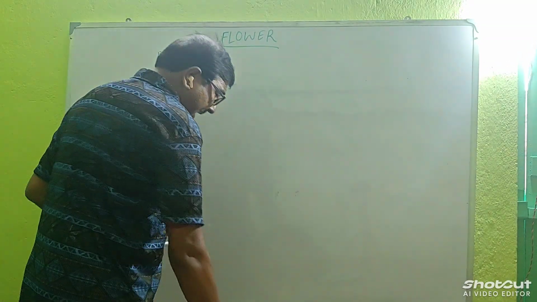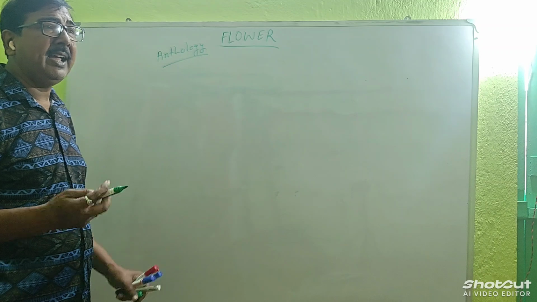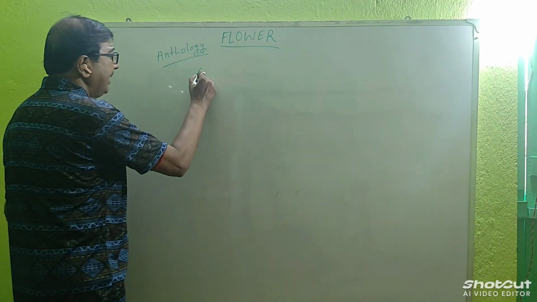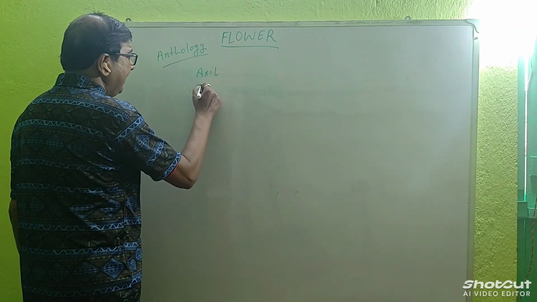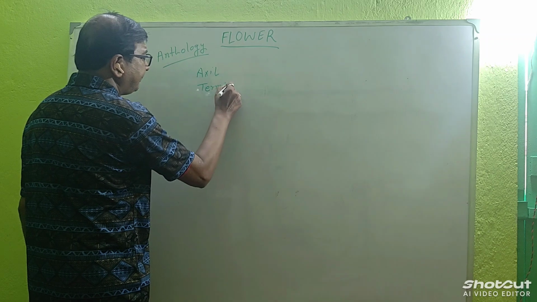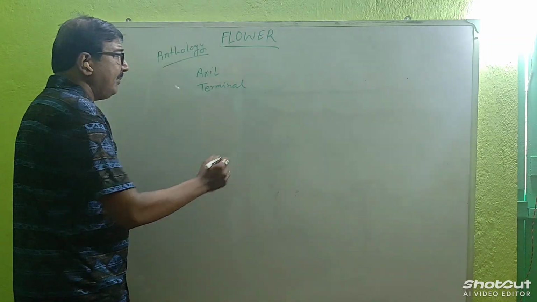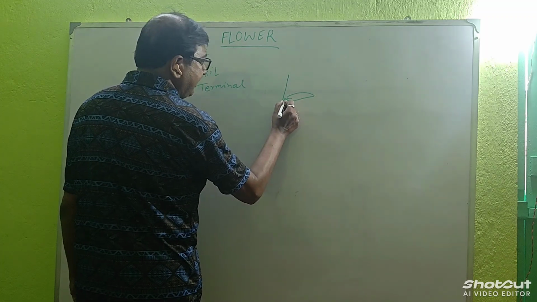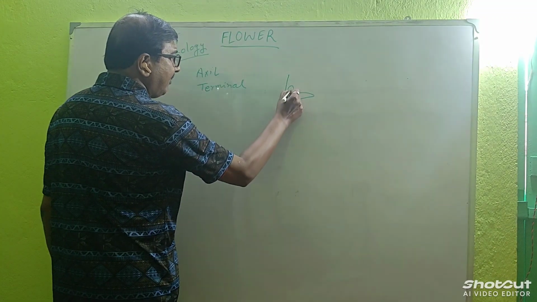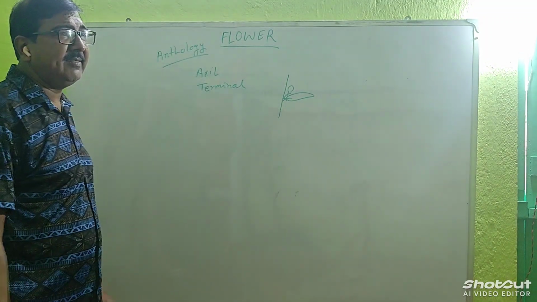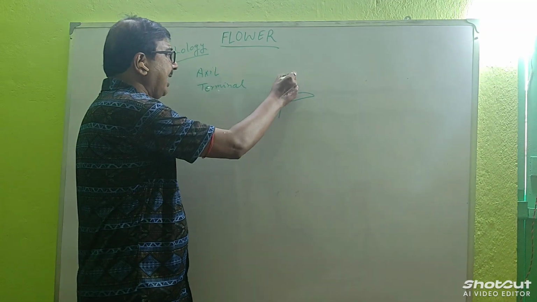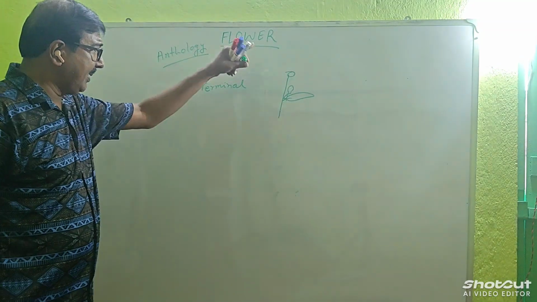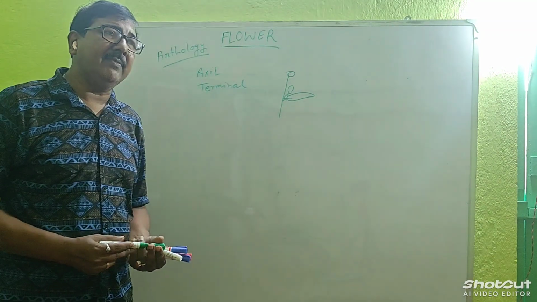Next, axial flower and terminal flower. Axial flower means, suppose this is stem, this leaf, this is called axial. If the flower is from here, this is called axial flower. If the flower is at the terminal end of the stem, this is called terminal flower.